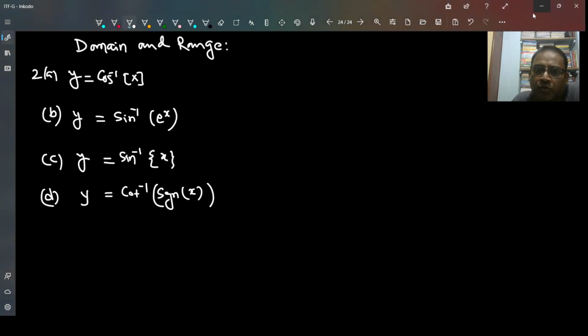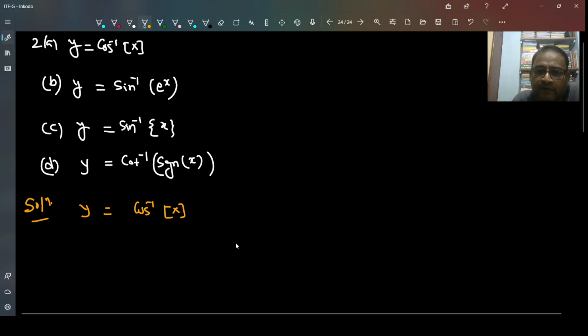Now in question number 2, we have 4 parts and we have to find the domain and range of all these 4 questions. So the first question is y is given as cos inverse of box of x, and we have to find the domain and range of these functions.